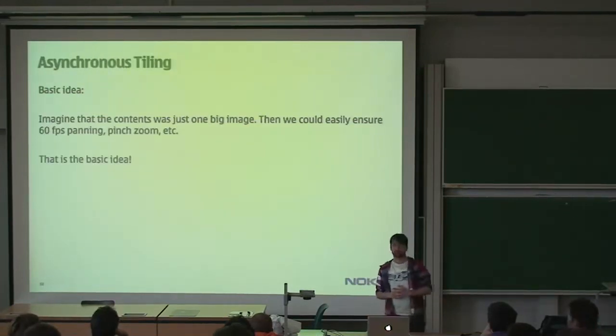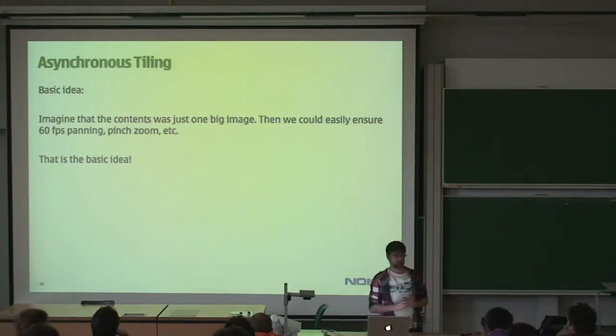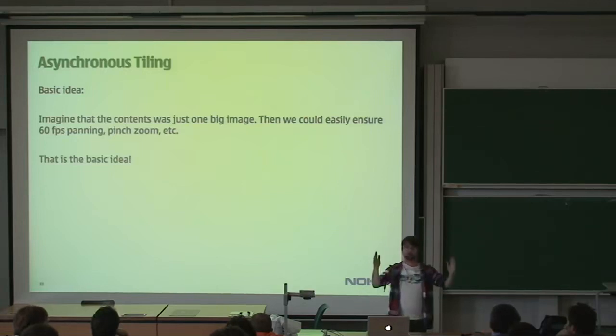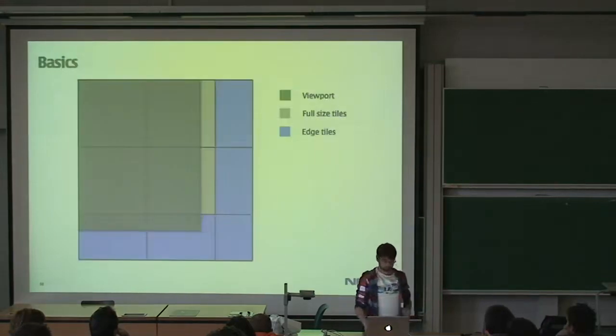Our solution, similar to what they're doing on the BlackBerry and on the iPhone, is using asynchronous tiling. It means that we look at the whole content as one big image. We paint the whole content into an image. Then you can pan an image, you can scale it, like pinch zoom, and you can rotate it at 60 frames per second. It's like the magical number.